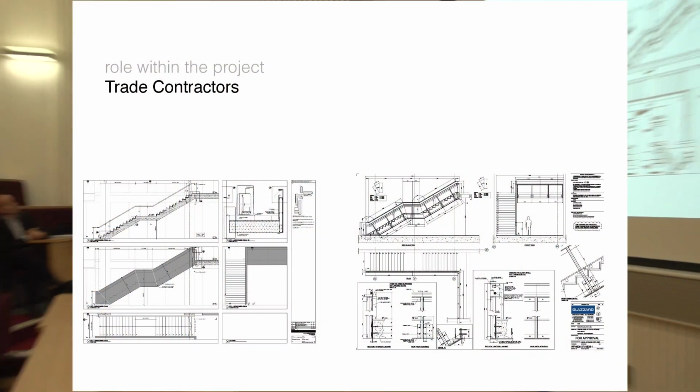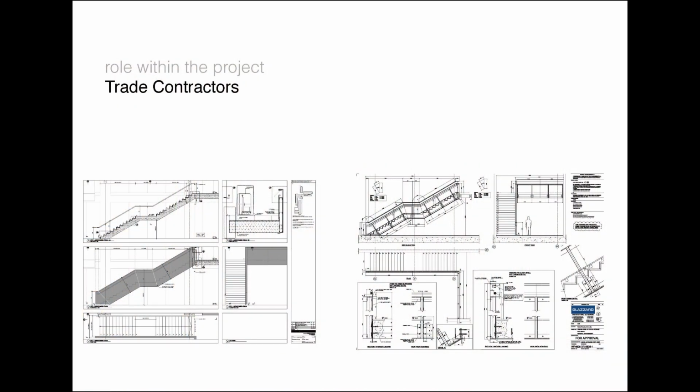So with the trade contractors, the way that process works is we produce production information on stage. So this is the stair in the Abercrombie atrium. We say what we want. We want the handrail to be like this, and we want the gangs to be like this, and that's how we want it built.